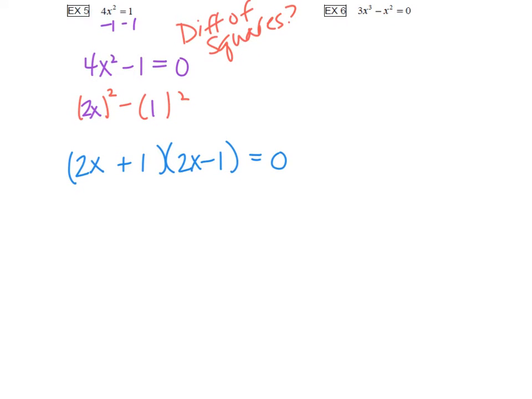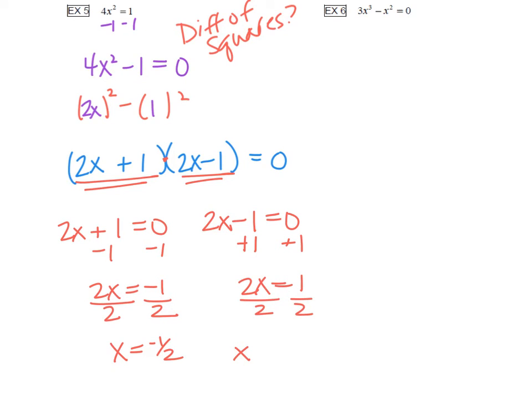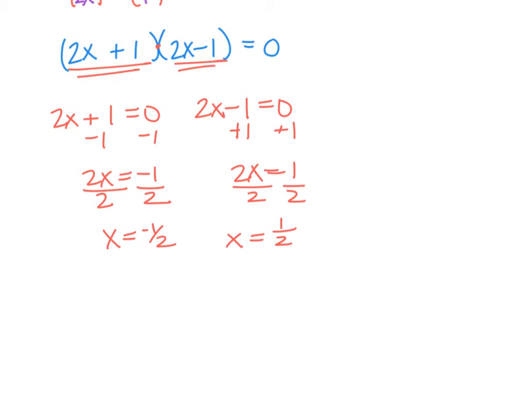Now that everything is factored, there's that multiplication separating our two factors, so we set each one equal to 0. 2x plus 1 equals 0, and then 2x minus 1 equals 0. So solving for x, we would subtract 1, so 2x equals negative 1. Then you would divide by 2, and you get x equals negative 1/2. This equation, we're going to add 1 this time, so you have 2x equals 1. Divide by 2, and you get x equals a positive 1/2. So our final answer, we're just going to put it in that format. X equals negative 1/2 and a positive 1/2.